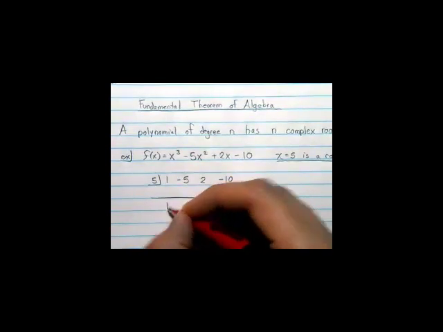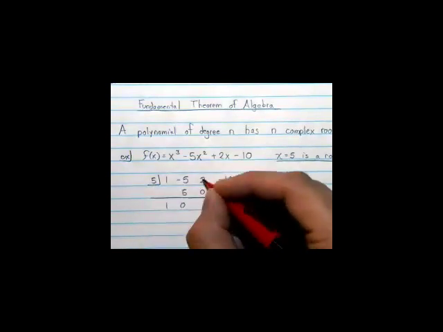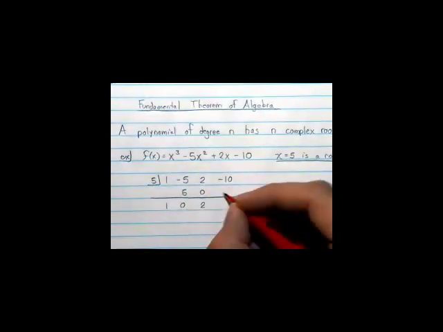So bring down the 1. 5 times 1 is 5. Negative 5 plus 5 is 0. 5 times 0 is 0. 2 plus 0 is 2. 5 times 2 is 10. So, yep, that works.